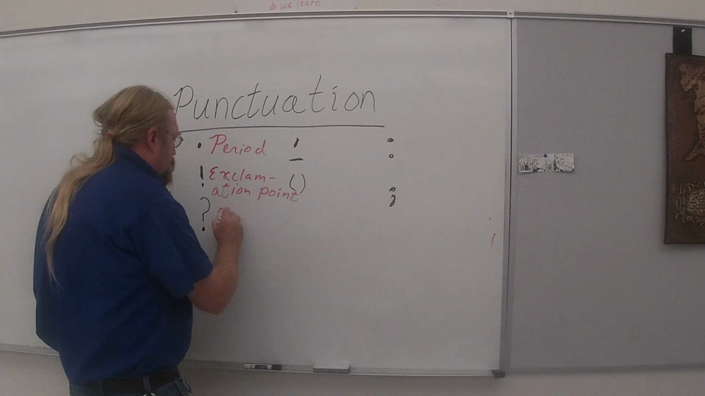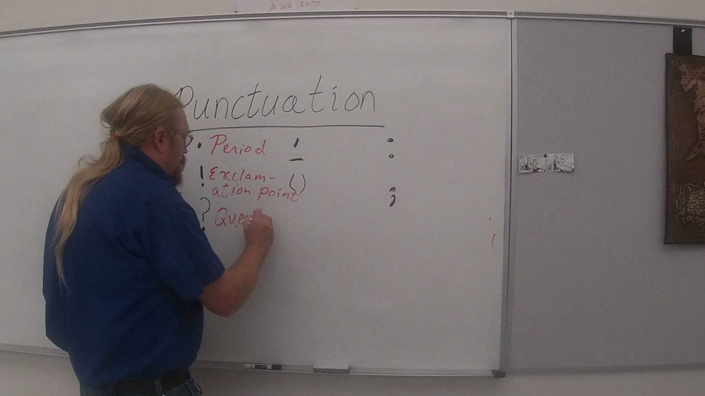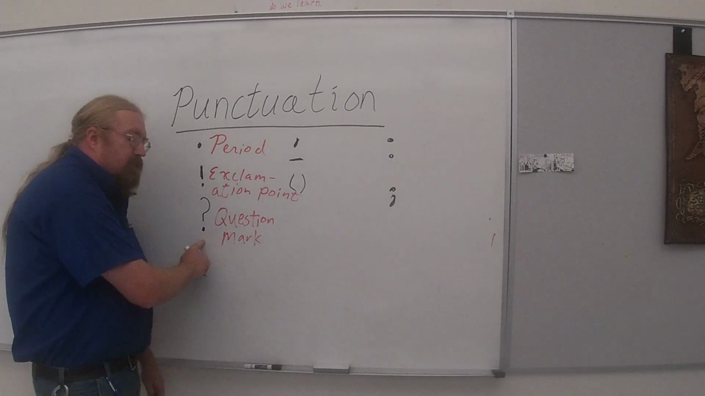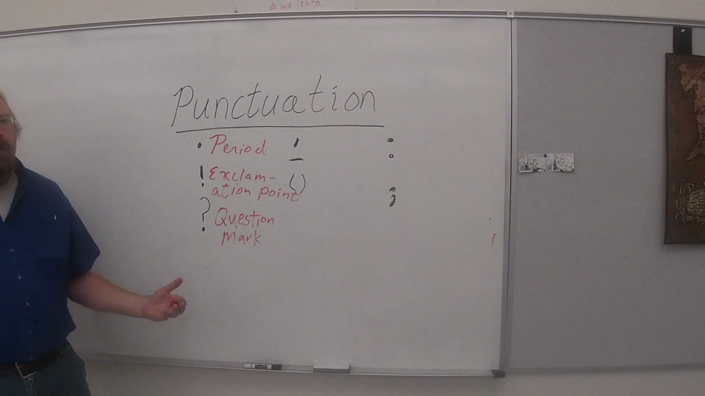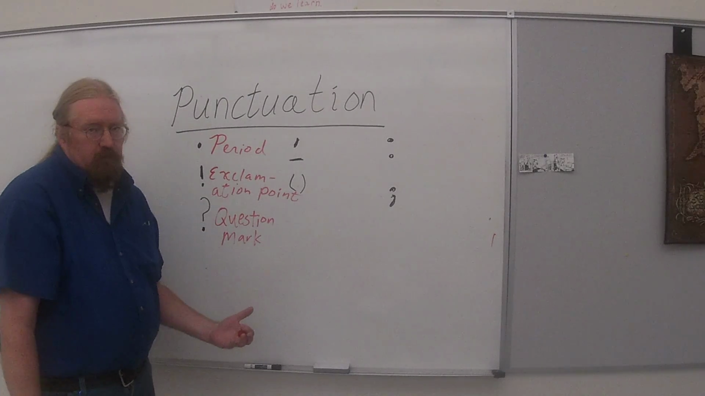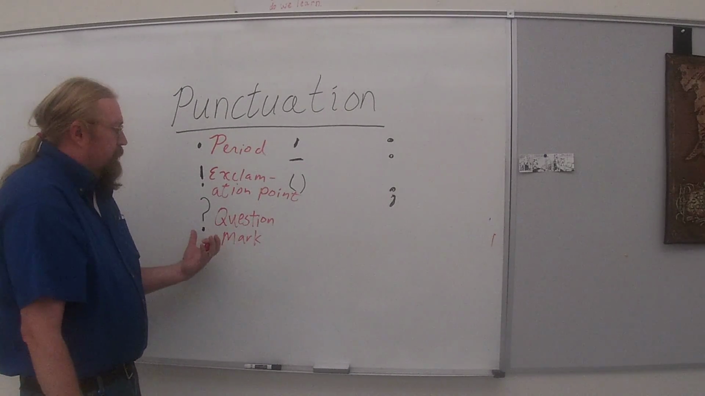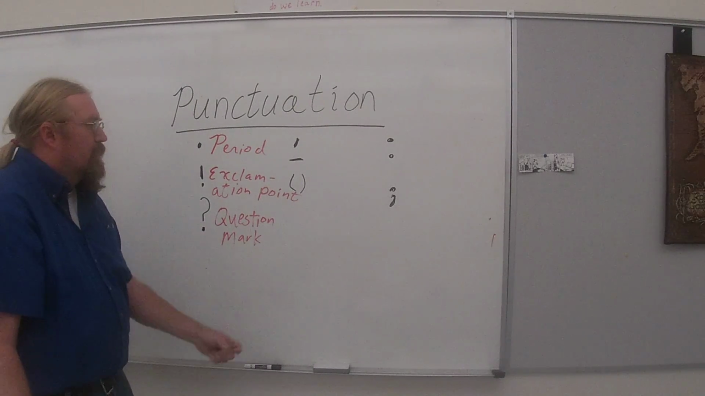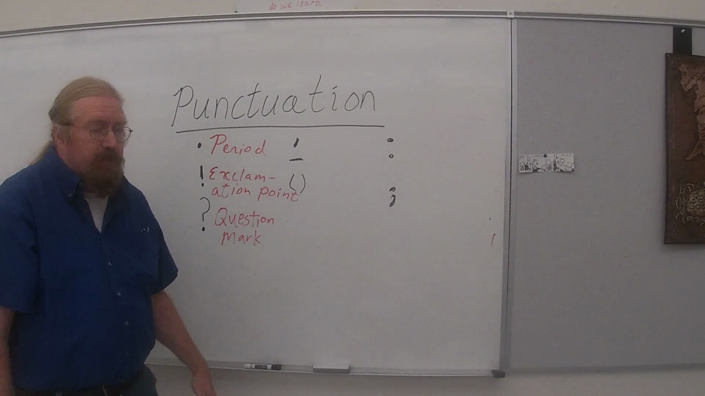Question mark. In English, it goes at the end of the sentence when you're asking a question. Okay? It's that simple. Okay? These three are how you end sentences. These three are how you interrupt sentences.